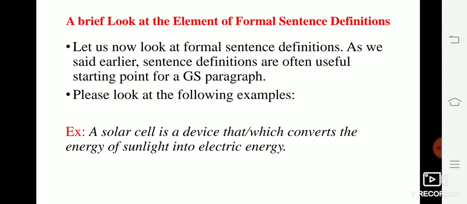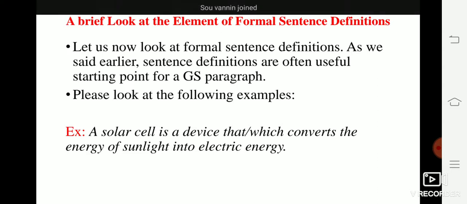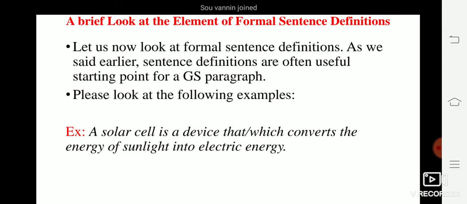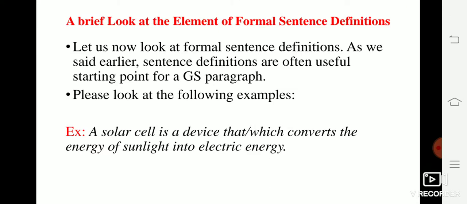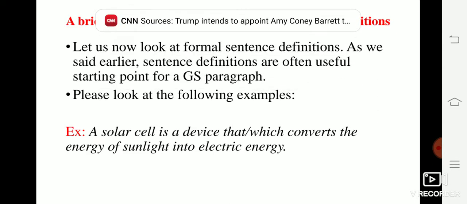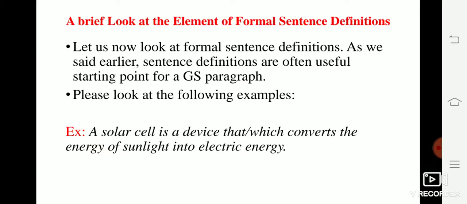Number one, a solar cell is a device of which converts the energy of sunlight into electric energy. Okay, so this is what you call a sentence definition. They say a device that converts the energy of sunlight into electric energy. So this sentence is giving the definition of what a solar cell is. Okay, all right.